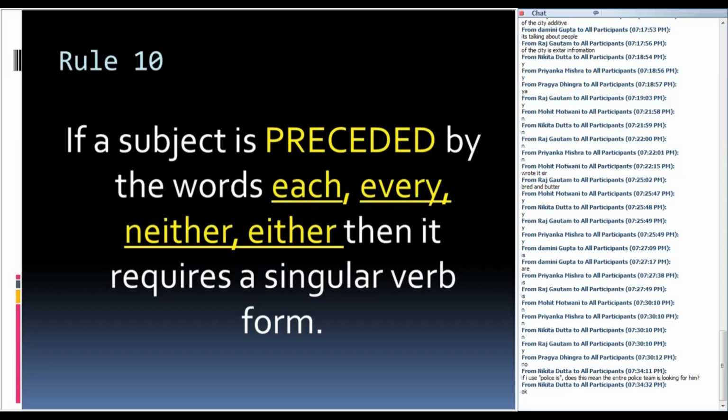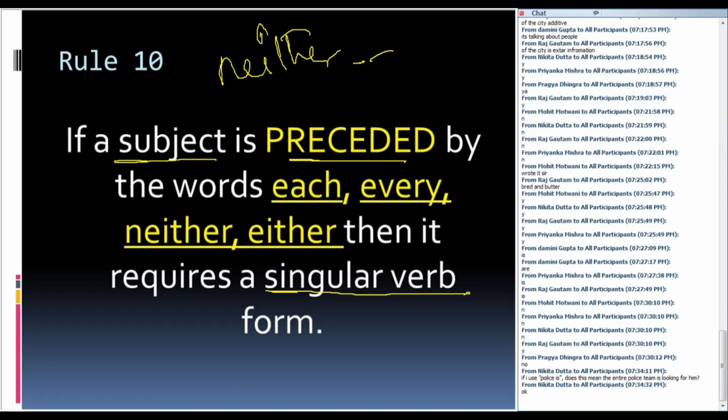Now rule number 10 is interesting. If a subject is preceded by the words each, every, neither, or either, then the subject automatically becomes singular and it will require a singular verb form. So if there is a subject and before that subject you have words like each, every, neither, either, then that subject automatically becomes singular. Now remember, it should be neither, not neither nor. Neither nor nahi hona chahiye. It should just be neither.